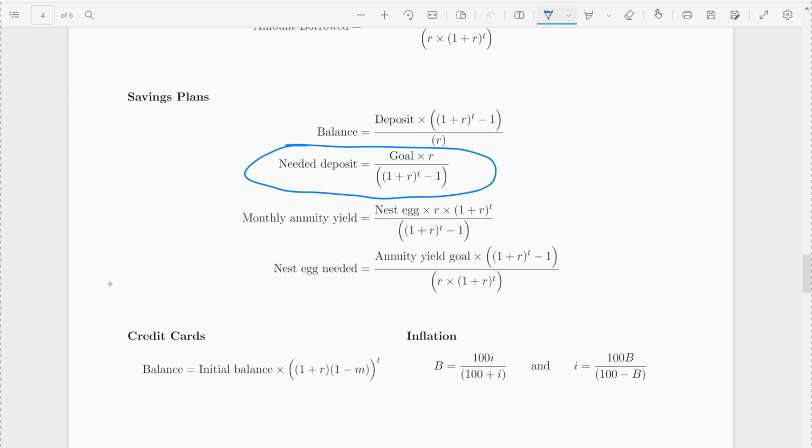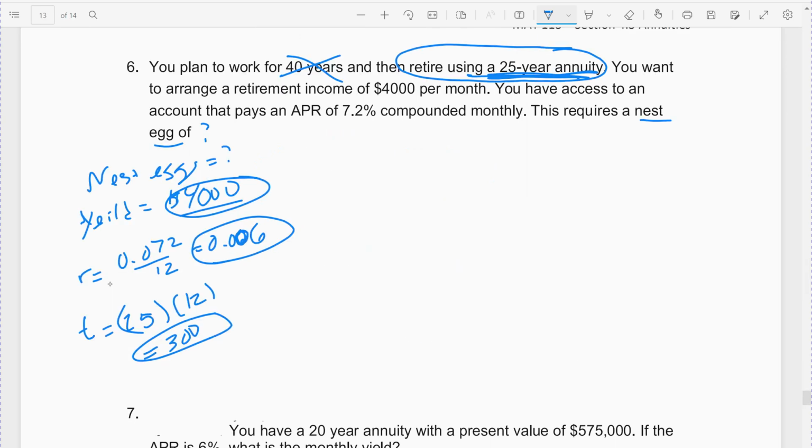Alright, so those are the values you're going to plug in to the nest egg formula. So again, you go to the formula sheet, and it's the one where we're looking for the nest egg, right? We have our yield, which is our $4,000. We have R, we have T. This is the one that's a little more complex. So again, extra sets of parentheses are always good in that case. So make sure you're careful when you're plugging it all in. What's nice about this one, though, at least R simplifies, so that makes it a little easier to type in. And so the answer is you need a nest egg, I can't spit it out, of a little over 500,000.